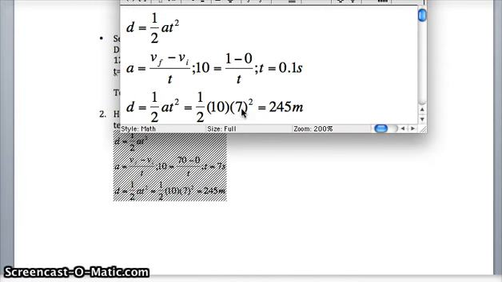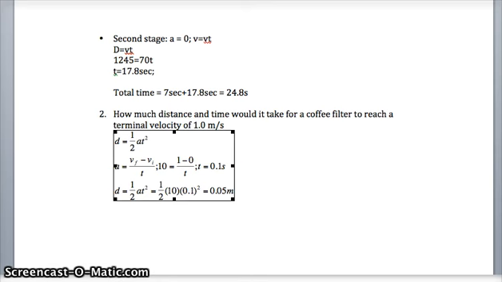And the distance that it will cover will be 1/2 times 10 times 0.1 squared, which is 0.01, times 10 divided by 2, so 0.05 meters, about 5 centimeters. So it took 5 centimeters before it reached terminal velocity, which is what I was telling some of you. The answer is 0.1 seconds and 0.05 meters. If something small reaches terminal velocity, it does it really, really fast. Hope this helps.